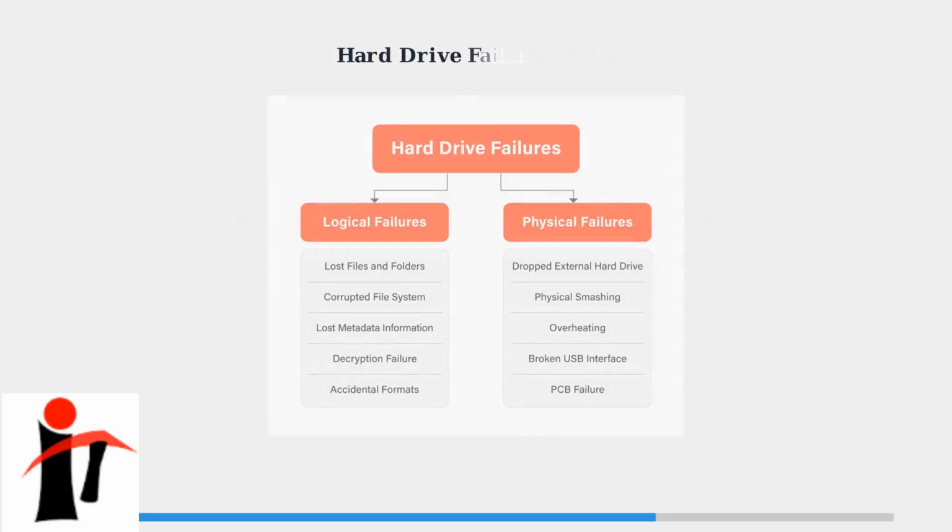Understanding hard drive failure types helps identify when disk issues are beyond software fixes. Hard drives can experience both logical failures, like corrupted files, and physical failures, such as overheating or mechanical damage.